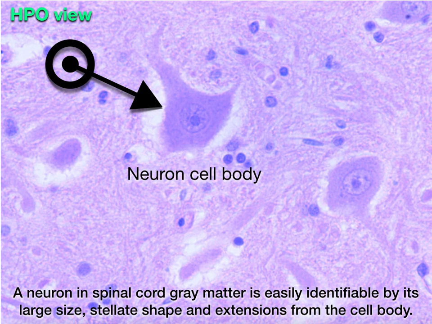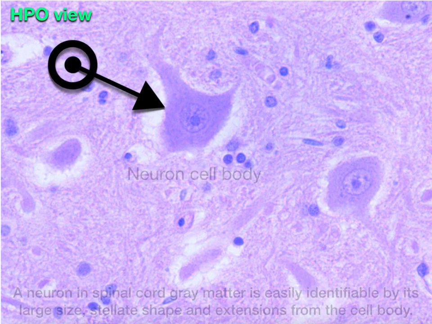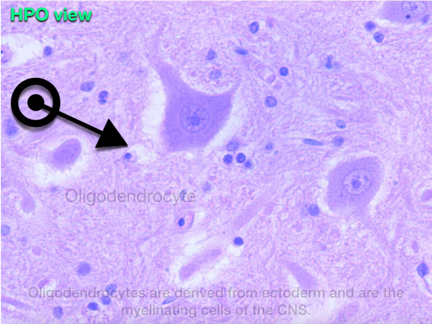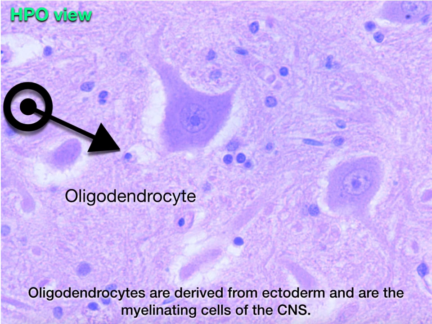A neuron in the spinal cord gray matter is easily identified by its large size, cell shape, and extension from the cell body. The nucleolus within the nucleus is also very prominent, thus the descriptive term fish eye or owl's eye nucleus. Oligodendrocytes are identified by their dark staining small nuclei. Oligodendrocytes are derived from the ectoderm and are the myelinating cells of the central nervous system.